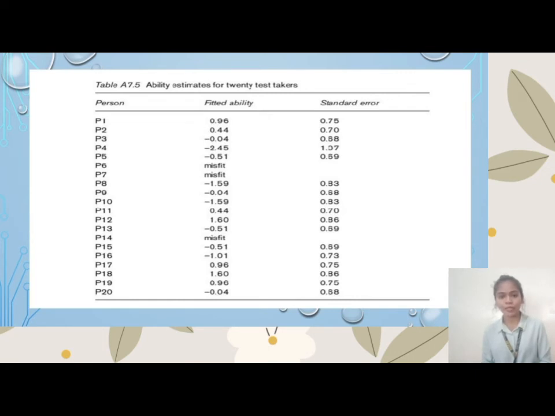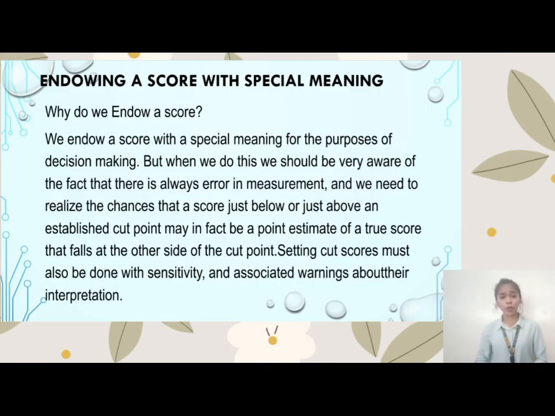Why do we endow a score with a special meaning? We endow a score with a special meaning for the purposes of decision making. But when we do this, we should be very aware of the fact that there is always error in measurement. And we need to realize the chances that a score just below or just above an established cut point may in fact be a point estimate of a true score that falls on the other side of the cut point.